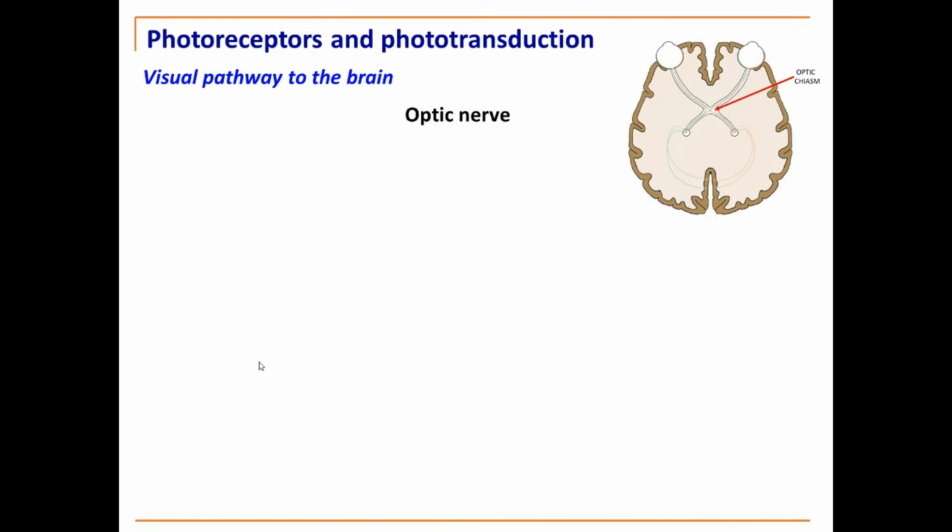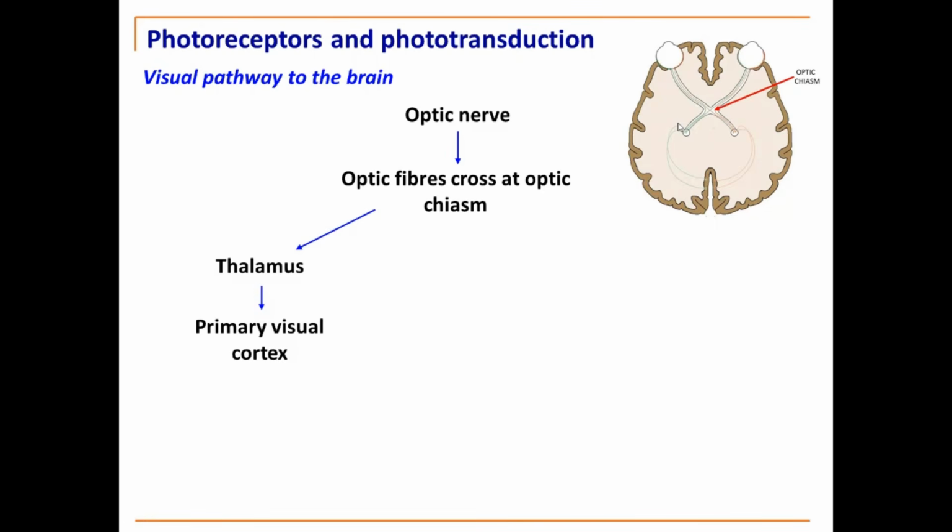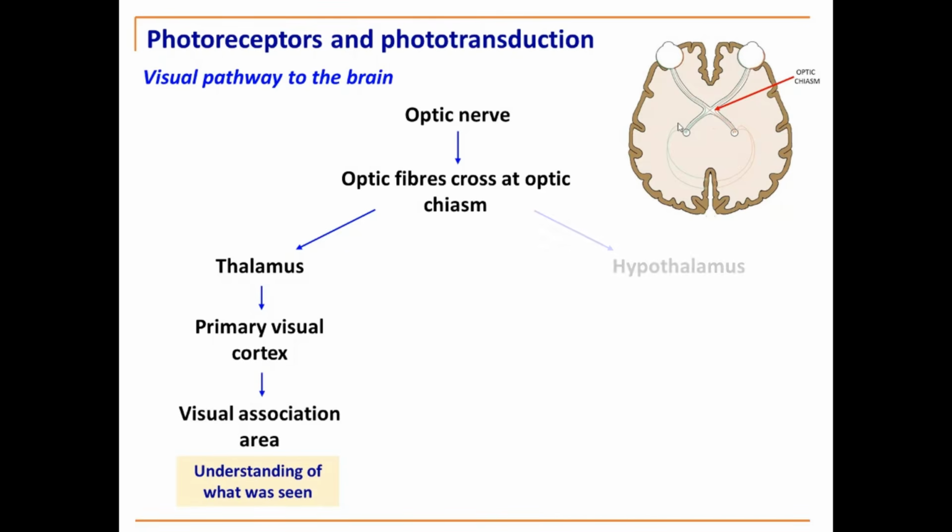So what is the visual pathway to the brain? Again, this is very much simplified for you. The optic nerve is now taking that signal. The optic fibers cross at the optic chiasm, and that information goes to the thalamus, onto the primary visual cortex, and onto the visual association area, and that basically is giving you information about what the image is and how to interpret it, that higher knowledge base, if you like. And so we're getting the understanding of what we're seeing.